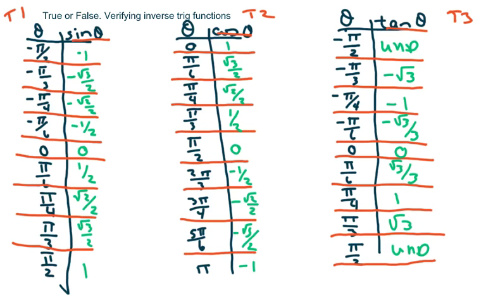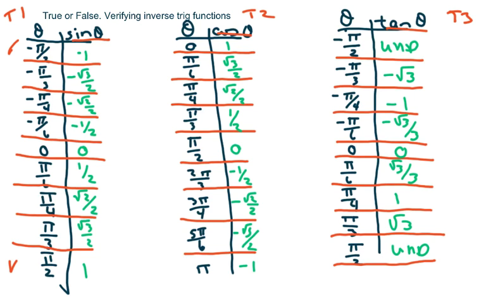So for sine, the restriction is from negative pi over 2 to pi over 2. And when you do the inverse, the restriction is going to be negative 1 to 1. And the same thing for cosine. Cosine is going to be from 0 to pi, and the inverse is still from 1 to negative 1.